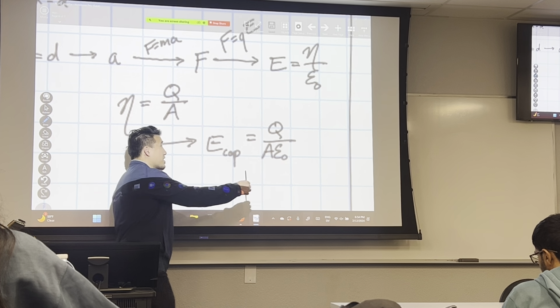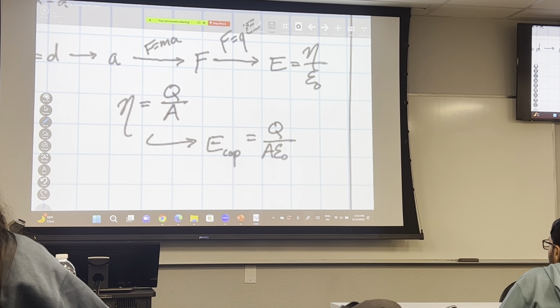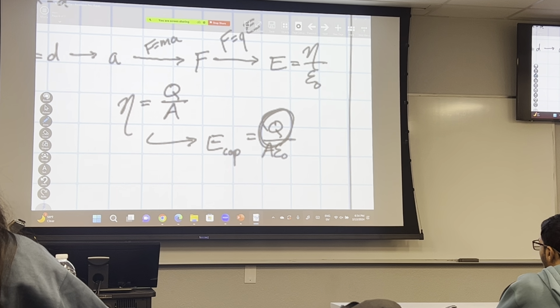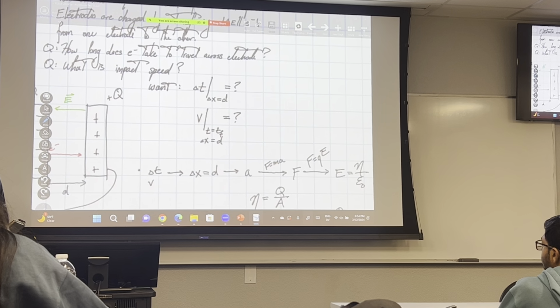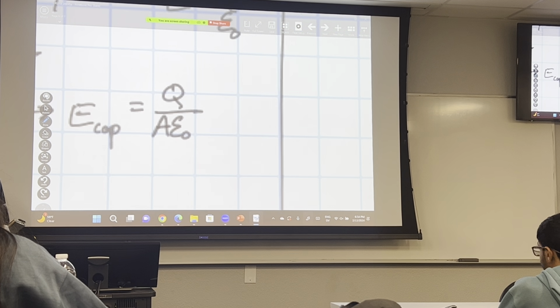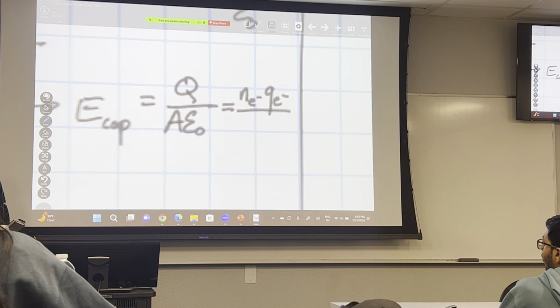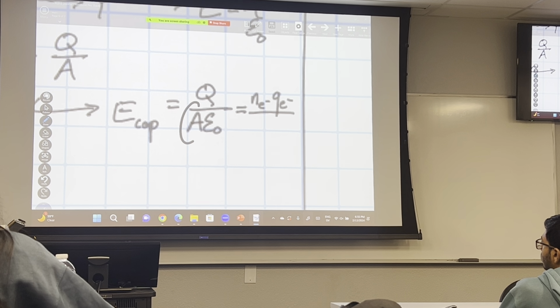Now we just need to ask, do we know each and every one of these parameters? Yes or no? This Q is the charge of an electrode. Do we know the charge of an electrode? Well, we're given that this many electrons were transferred from one electrode to the other. And so we can write this as the number of electrons times the charge of an electron. That's what total Q is, divided by the area. This is the area of an electrode.